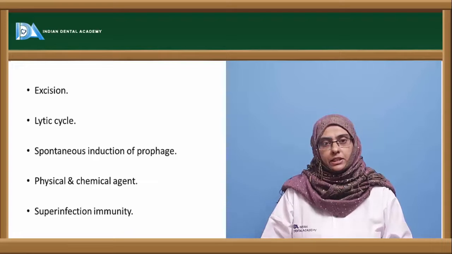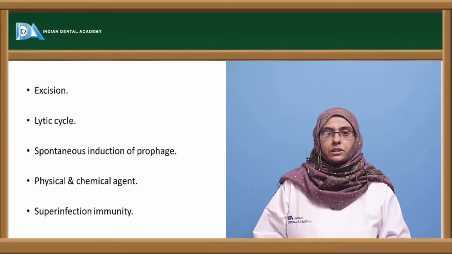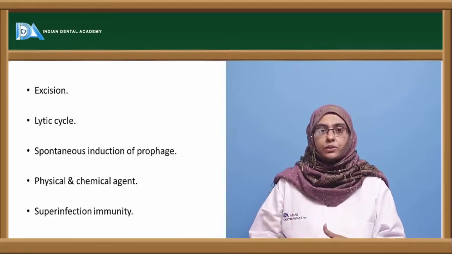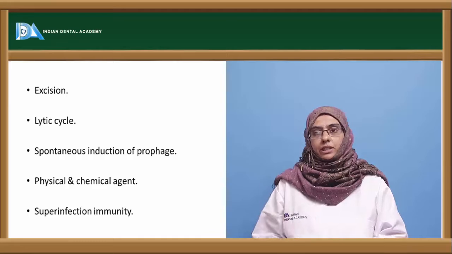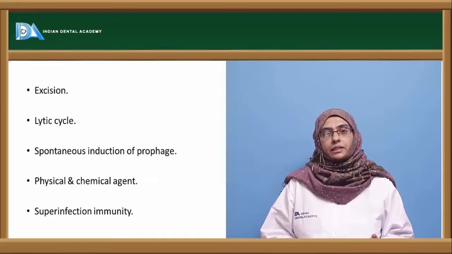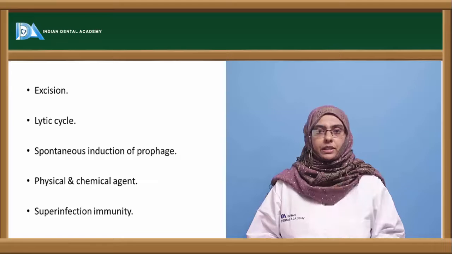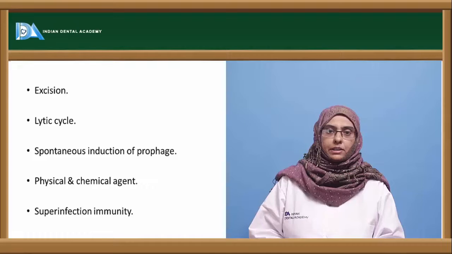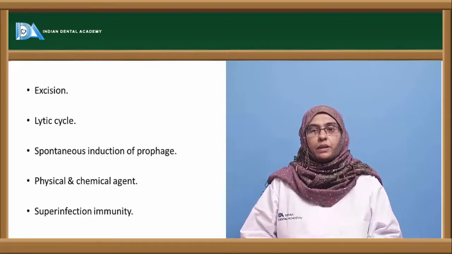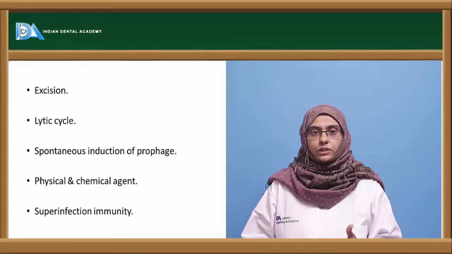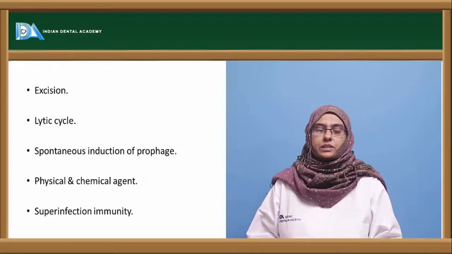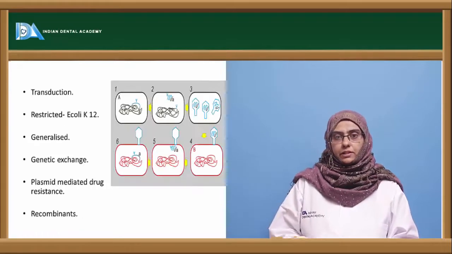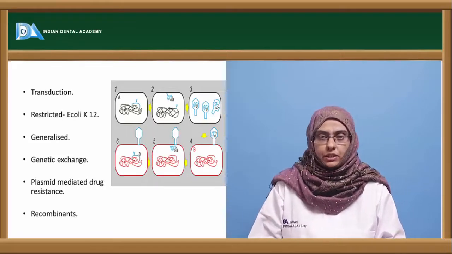Similarly, we have chemical agents such as nitrogen mustard, hydrogen peroxide, etc. These are chemical agents that can induce the lytic cycle from the lysogenic cycle. Now, when a bacterium is lysogenized with a temperate phage, it cannot be infected by other phages. So once lysogenized, it is immune to different types of phages. This term is called superinfection immunity.